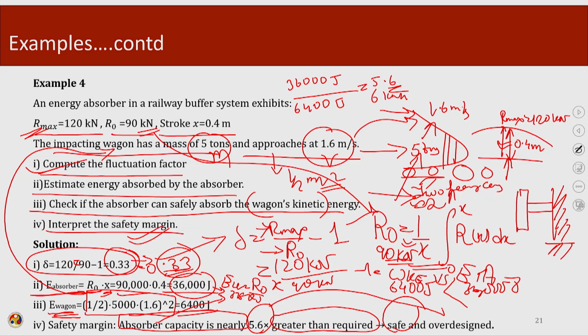So, the system we can say is over designed also. Even if this ratio was greater than 1 or 1.1, you could have safely said that the energy absorbed by the absorber can safely absorb the energy given by the impactor. So, our system is safe, as well as it has a higher energy absorption capacity than the requirement that is given out here.